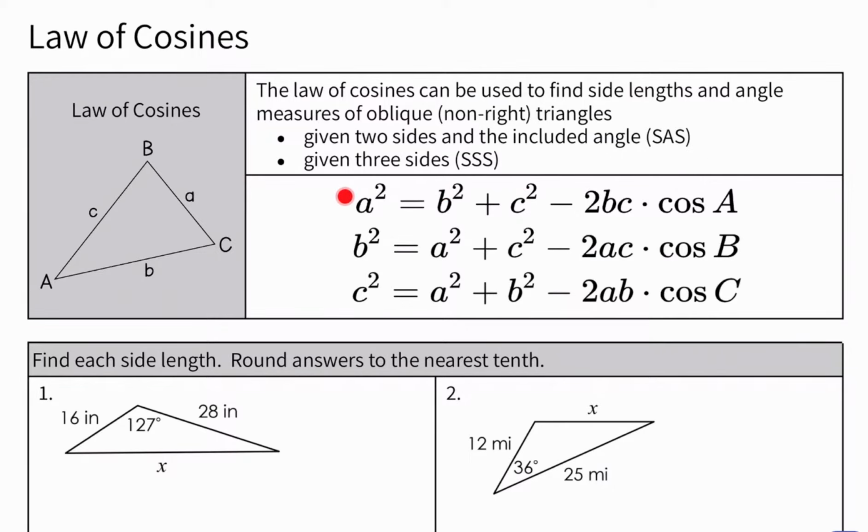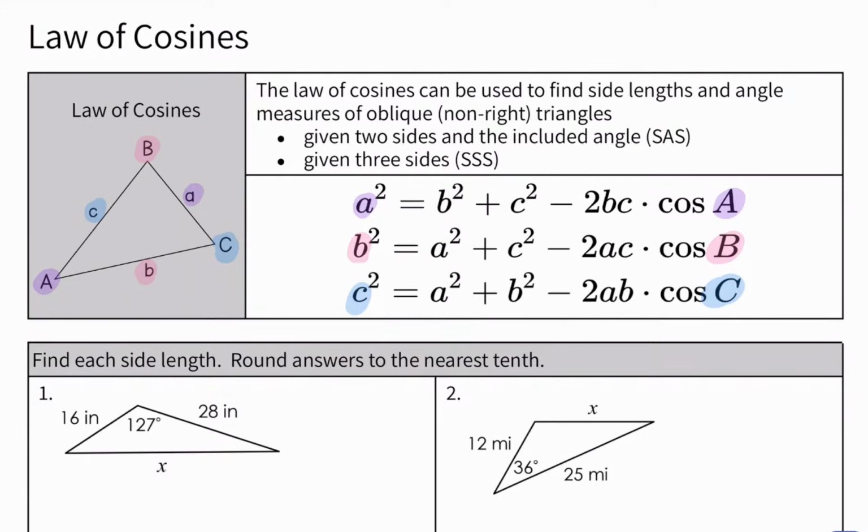So here are my law of cosines. There's three different ones depending on which side or which angle you are looking for. If you are looking for side A or angle A, you're going to use that top one. If you're looking for side B or angle B, you're going to use that one in the middle. Or if you're looking for side C or angle C, you'll use that third one.